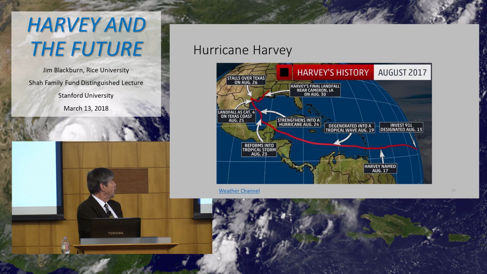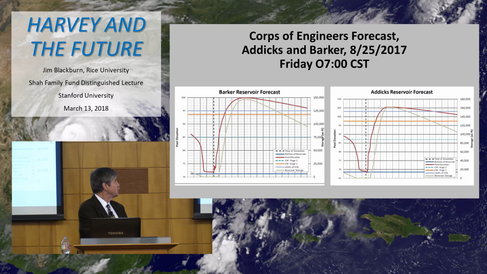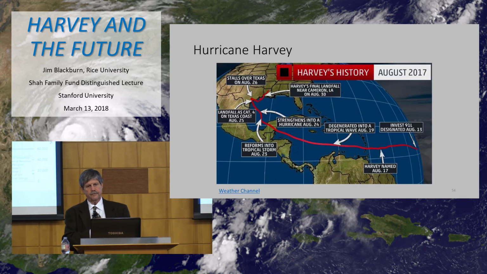Friday, Harvey is about to make landfall on the Texas coast. Corps of Engineers internal projections. They're now projecting in both Addicks and Barker. In Addicks, it's beginning to exceed the government pool, and in Barker, it's now a solid 5 feet above the government pool, which means it's going to be going back into the developed residential areas.